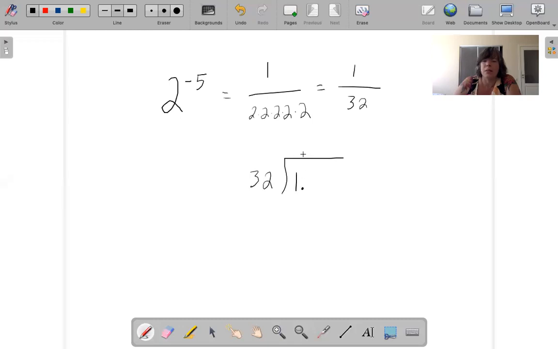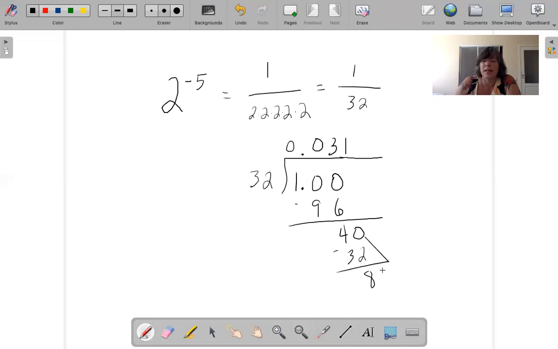None. Put a decimal, bring it up, bring a 0. How many times will 32 go into 10? None. Put another 0, bring a 0 down. Here we are. How many times will 32 go into 100? 3 times. 3 times 2 is 6. 3 times 3 is 9. 100 minus 96 is 4. Bring down a 0. 32 will go into 40 1 time. 32. 40 minus 32 is 8. Bring down a 0. 2 times.